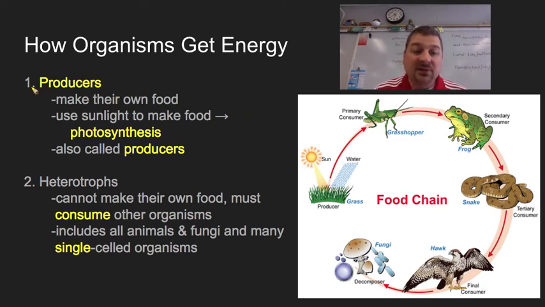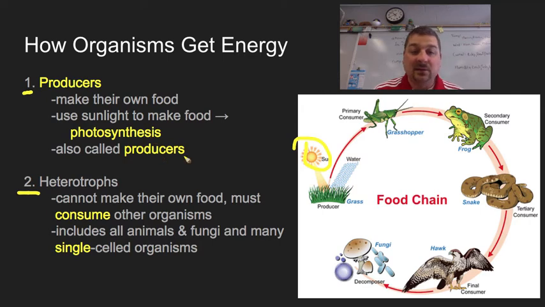How organisms get their energy, again, fairly elementary here, guys. You have your producers, number one, and your heterotrophs, number two. Your producers are the things that are making their own food. Most of the time, if you look at the diagram over here, you've got the sun, and it's being used by the grass to make its own food. That process is called photosynthesis.